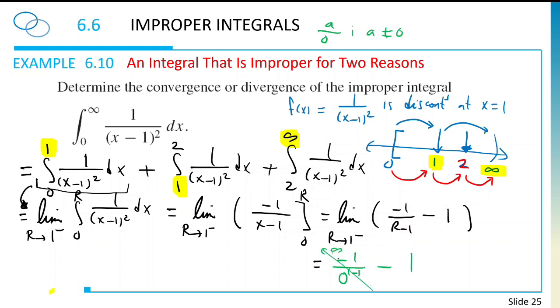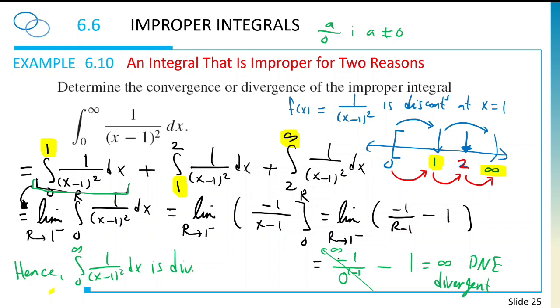If you have infinity, a very, very large number, and you take away only 1, it's still infinity. It's still a very large number. So the limit here does not exist, which means it is divergent. The first one is divergent. Now, if the first one is divergent, do I need to continue with the second and the third? No need. I'm lucky. First one is divergent, no need to continue. So hence the overall integral from 0 to infinity of 1 over (x minus 1) squared dx is divergent. Okay, if one of them is divergent, then the overall is divergent.